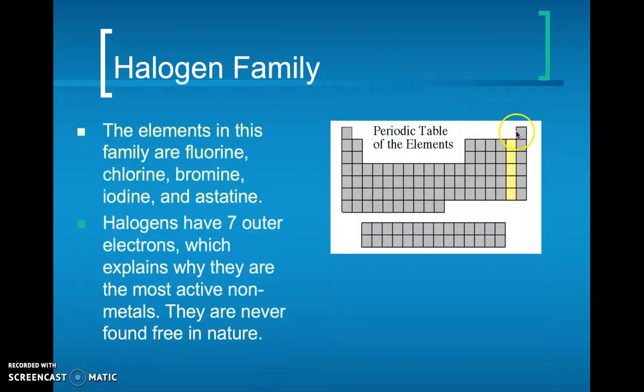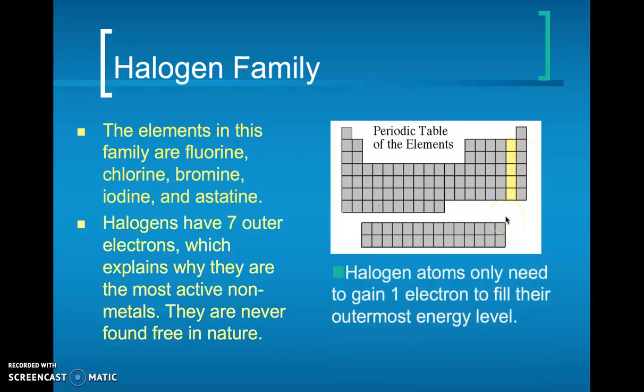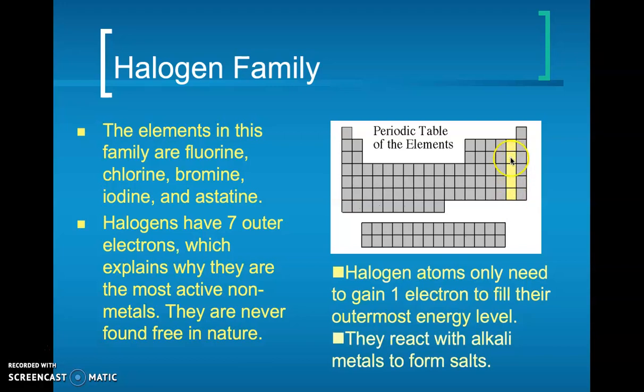The next family you're going to worry about is this one over here. It's called the halogens. It's our second to last column. The elements in this family are fluorine, chlorine, bromine, iodine, and astatine. Halogens have 7 outer electrons, which explains why they're the most active nonmetals. They are never found free in nature, so they always have to be bonded with something.